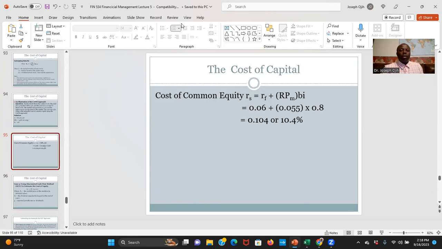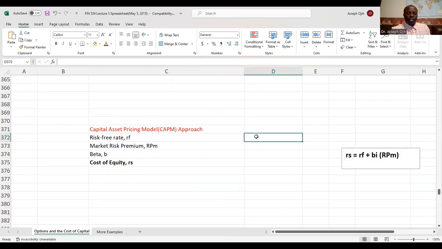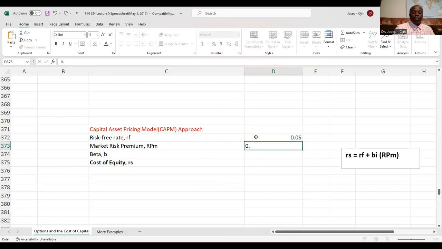So we can now go to our Excel and put them in. The risk-free rate is 6%, which when we change it to decimal becomes 0.06. Market risk premium is 5.5%, which becomes 0.055. If you don't know how to change it to decimal, what you have to do is divide by 100. So equals 5.5% divided by 100, and that gives you the answer. Then beta is 0.8.